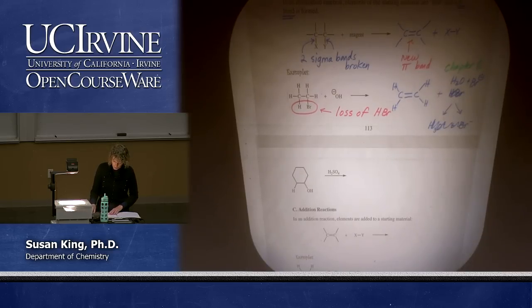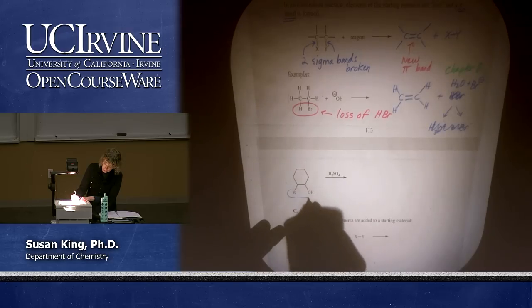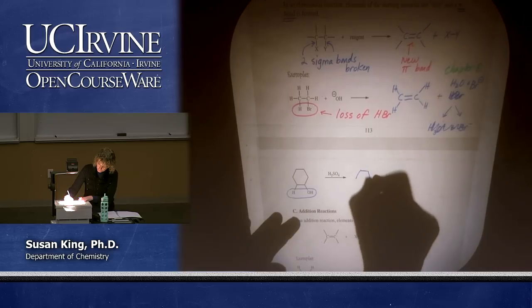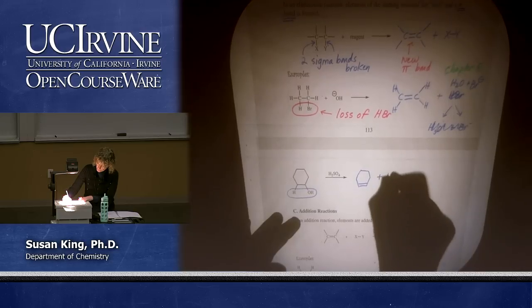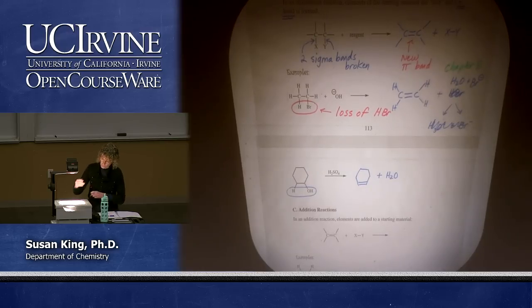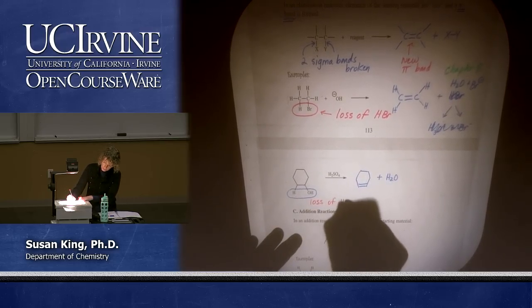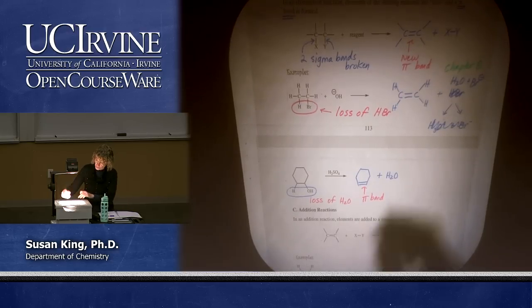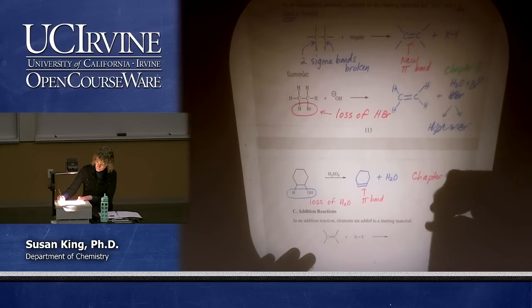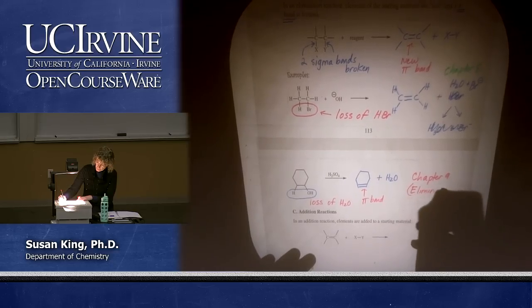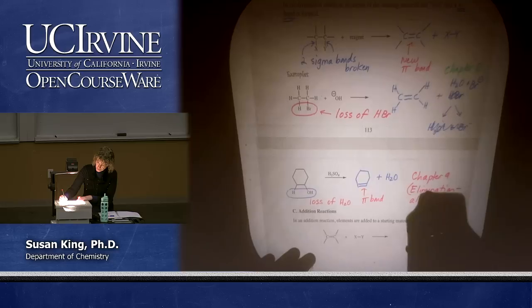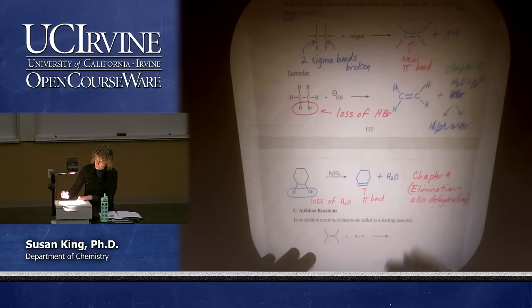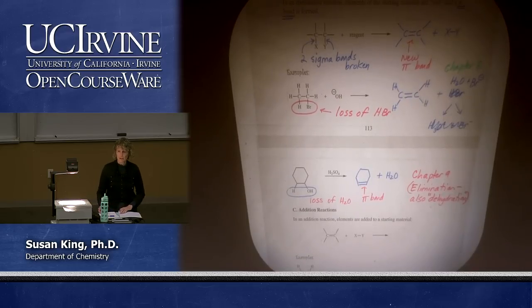All right, second example is what we call a dehydration. It's also an elimination reaction. We'll learn it by both terms, but we're going to lose water here and make a new pi bond. So loss of H2O and a new pi bond. This will be chapter 9. So it's an elimination and also dehydration. Dehydration is a particular type of elimination where you lose water.